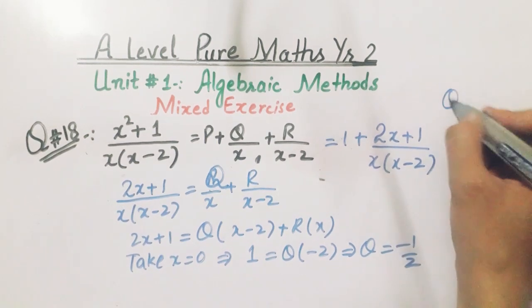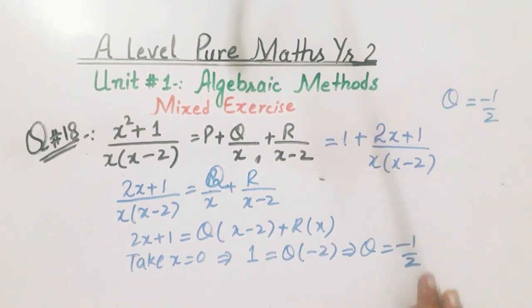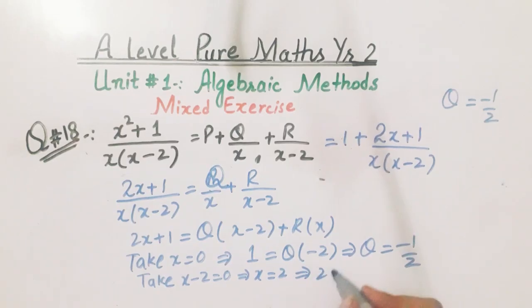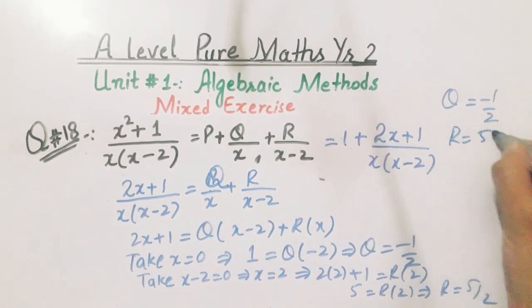Now the value of q is minus 1 over 2. Now to find the other value, take x minus 2 equal 0, that implies x equals 2. So 2 into 2 plus 1 equals r into 2. So 5 equals r into 2, which implies that r equals 5 by 2. Now r equals 5 by 2.